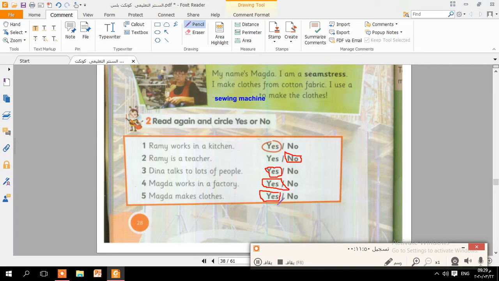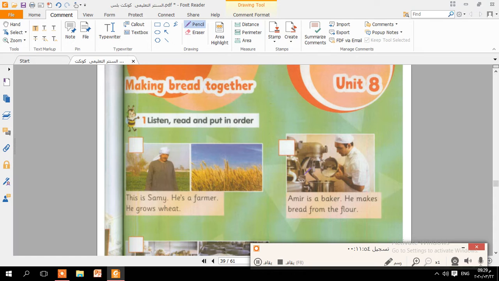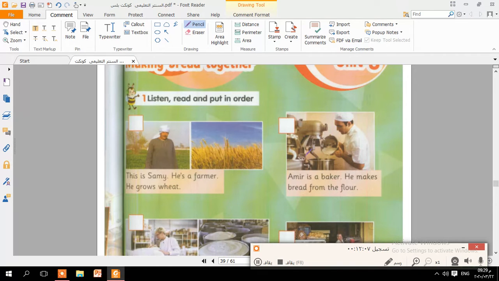Bring page 29. Page 29. Making bread together. Lesson 12. What can you see at this page? I can see a farmer. Where does the farmer work? He works on a farm. And what is it? It's a wheat.